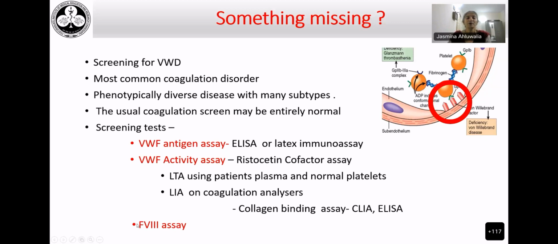This is also a carrier. Von Willebrand factor is a carrier molecule for factor VIII. So if it is defective or decreased, then the factor VIII levels will also fall. So all these 3 tests form the screening panel for von Willebrand disease.